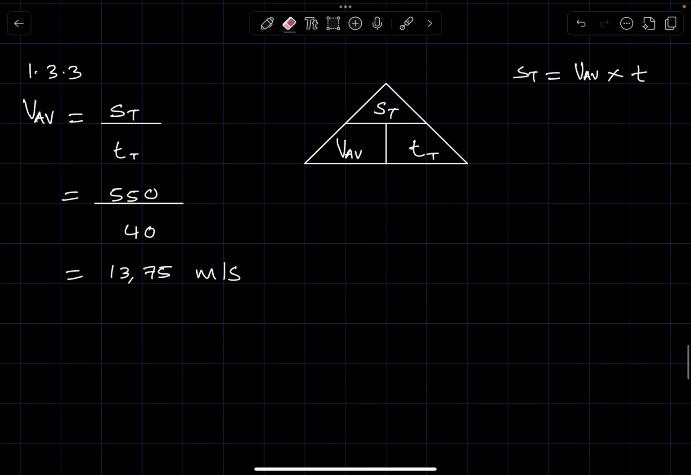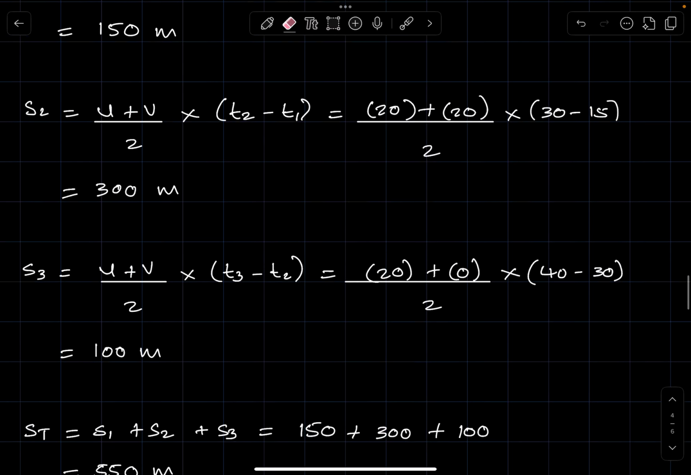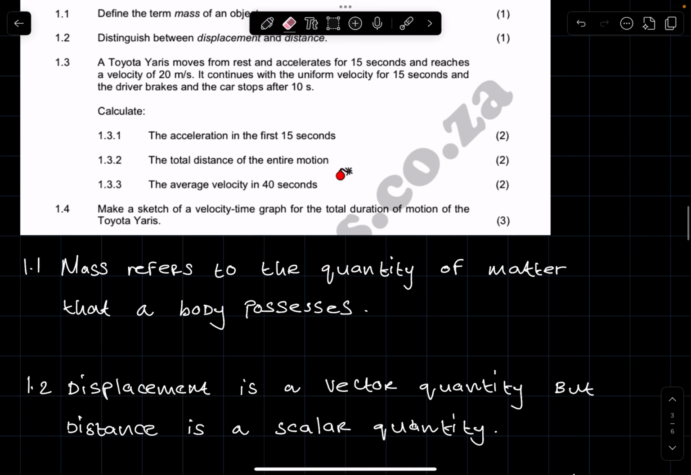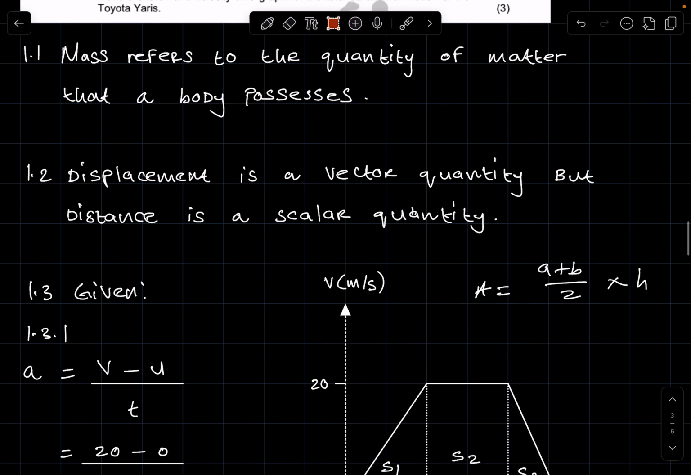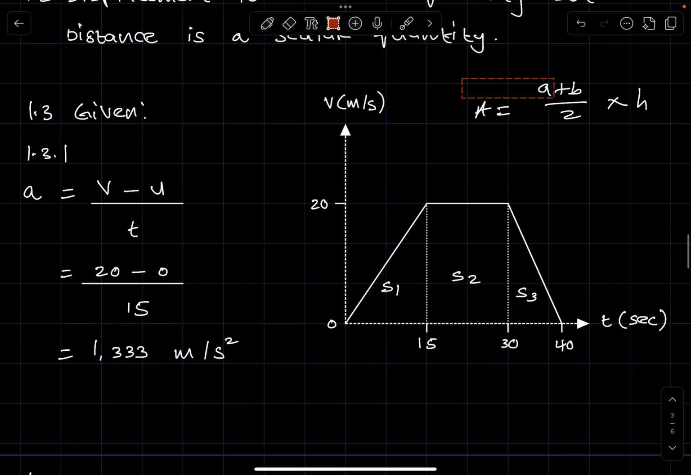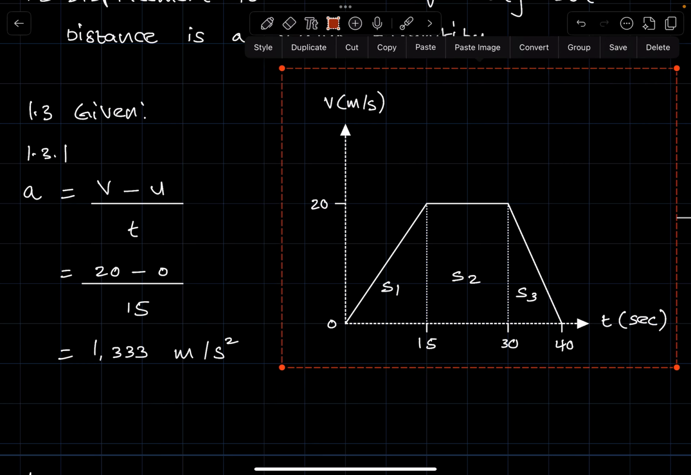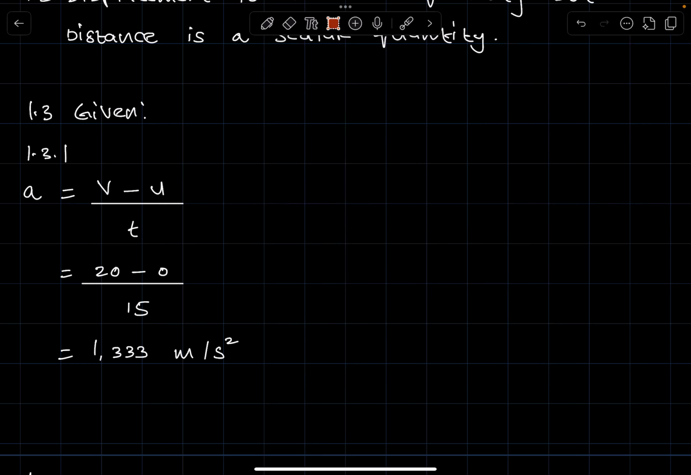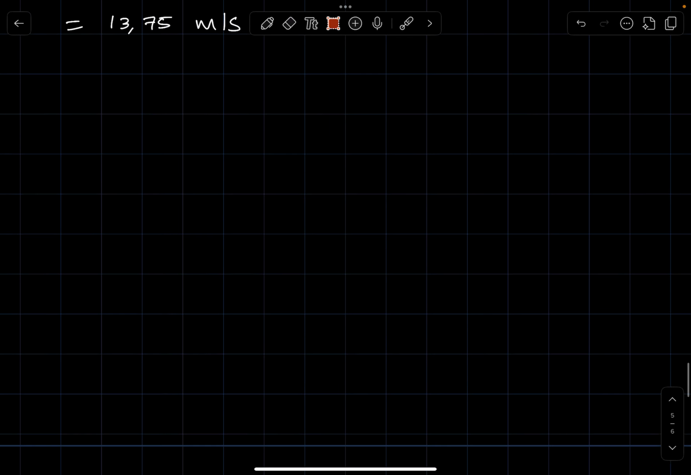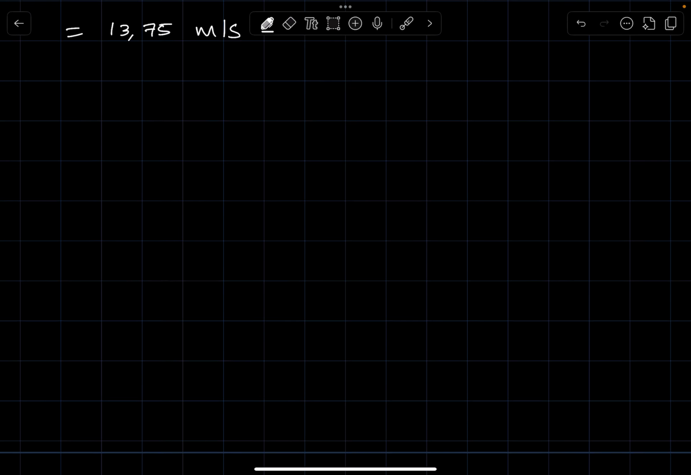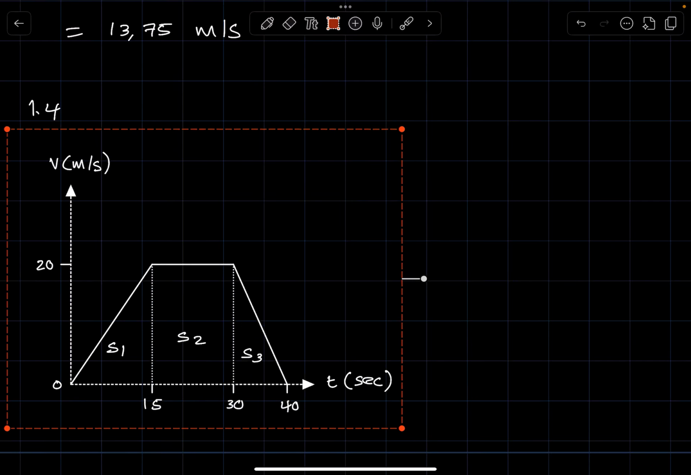So that's 1.3.3. Now let's look at 1.4. Make a sketch of a velocity time graph for the total duration of motion of the Toyota Yaris. Right, essentially we've already done that. So when doing 1.4, this is what you do. Right, so you have, this is 1.4, and this is how you would draw the graph.